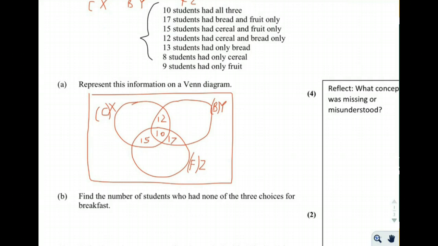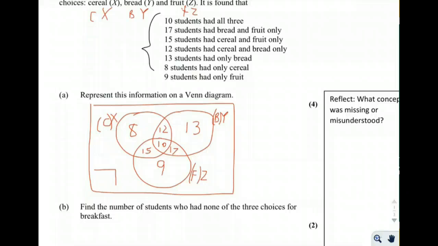13 students only had bread. 8 students only had cereal. And 9 students only had fruit. Okay, so I think we're okay. One thing, is there anybody outside the circles here? Well, the way we figure that out is we know that the total number of students is 100.